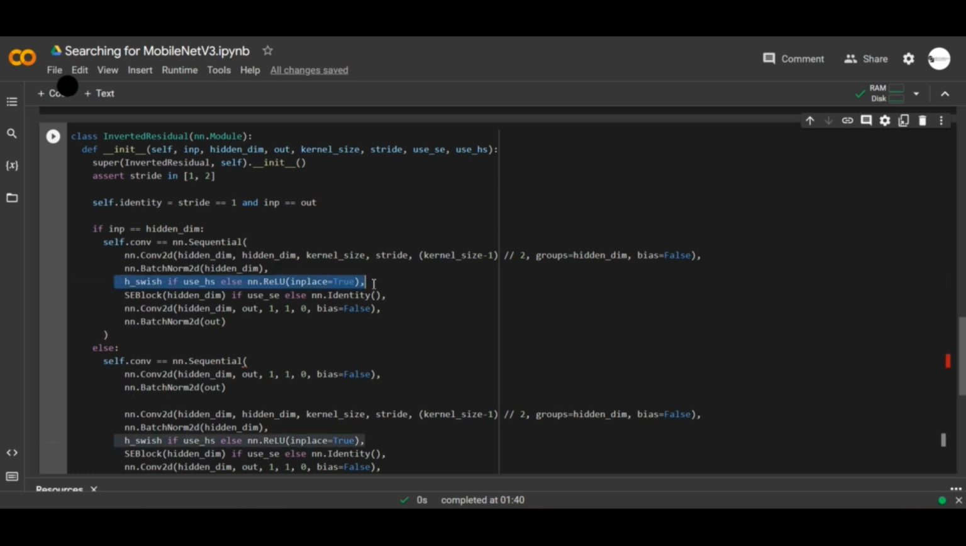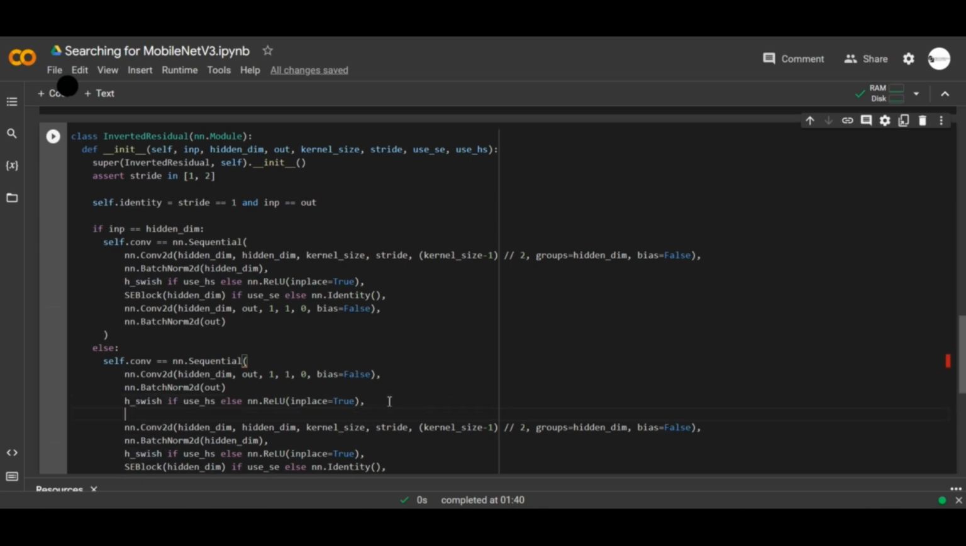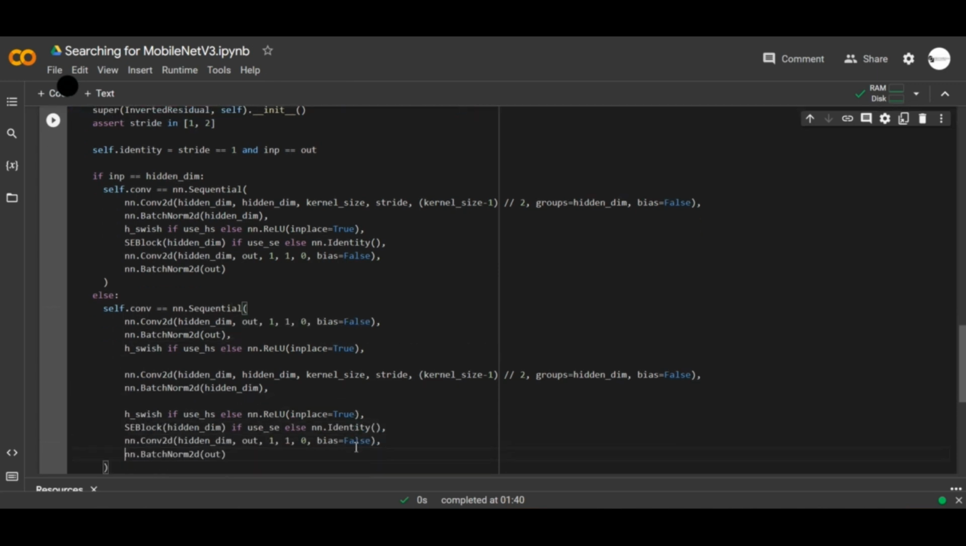Just copy this activation function. So this is the pointwise. Then we have depthwise followed by depthwise. Then after that we have the squeeze and excite block. So I'm just gonna remove this. So which is the squeeze and excite block. Then we don't need this conv layer, so I'm just gonna copy it out.